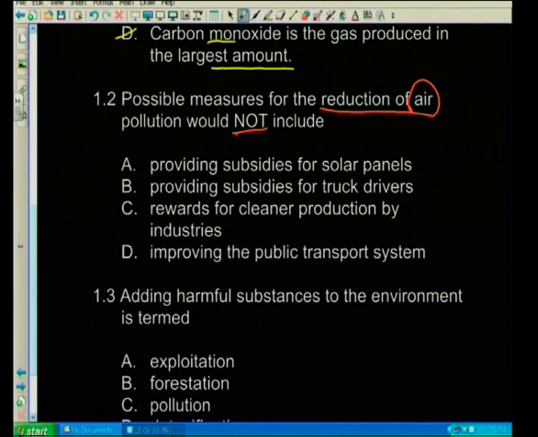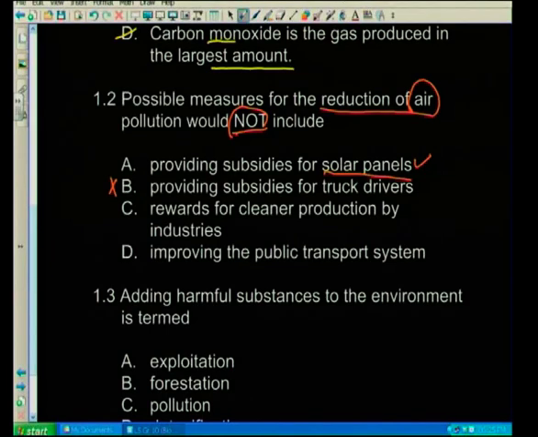A, providing subsidies for solar panels. Now, a solar panel is going to definitely reduce the amount of carbon dioxide produced. All right? So that's not a possibility, because they say not include the reduction. And that one definitely will reduce air pollution. Number B, providing subsidies for truck drivers. Now, how's that going to help us? Or how's that going to help to reduce air pollution? So maybe that one. But you still have to go through C and D.